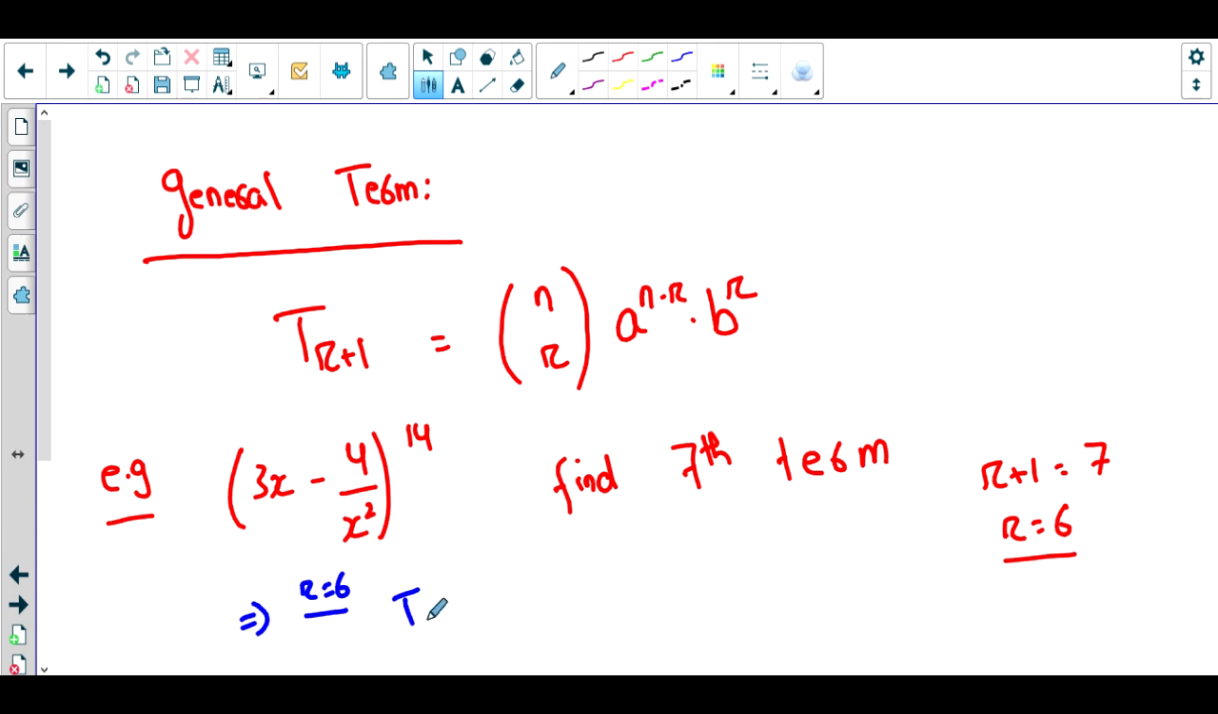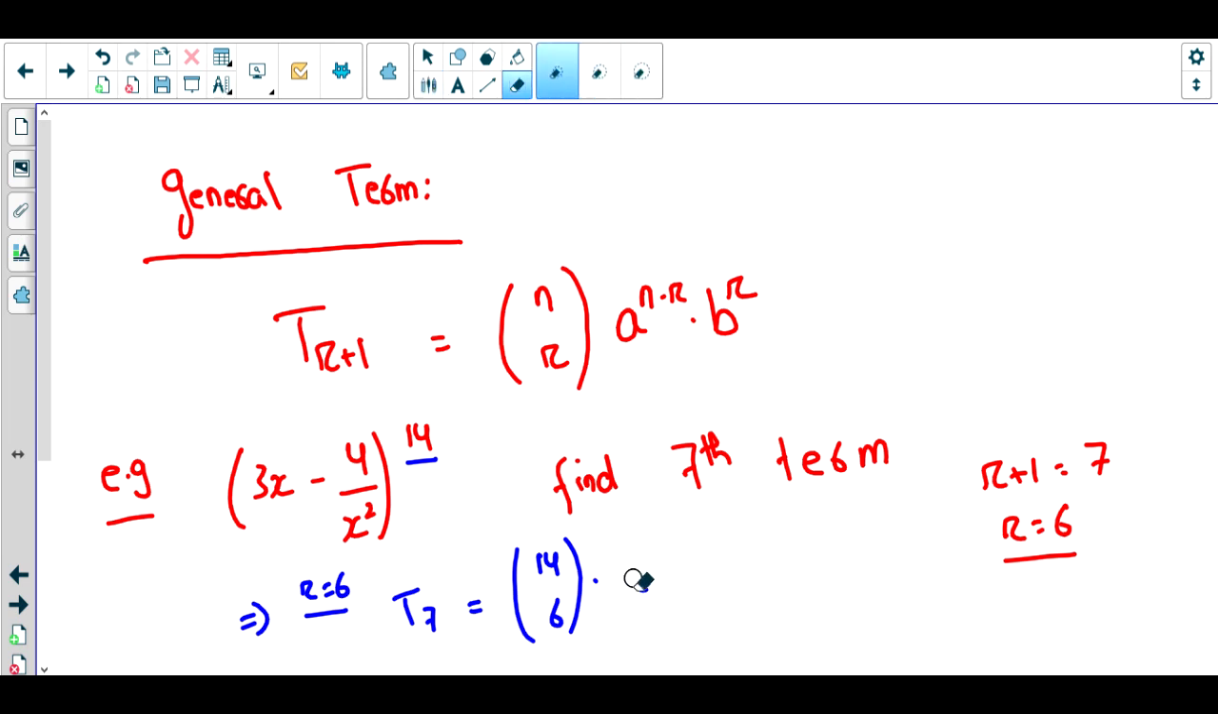So T r plus 1, it's T 7, equals what? What is the value of n here? 14. How many do we have to select? What was the value of r? 6. So 14 C 6 into a power 14 minus 6. 14 minus 6 is how much? 8. I will directly put it.